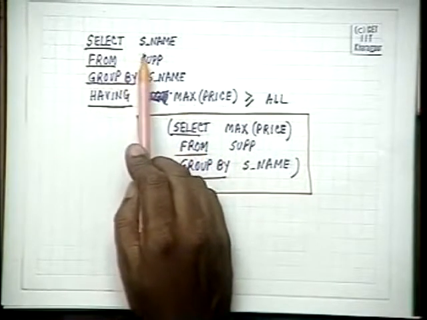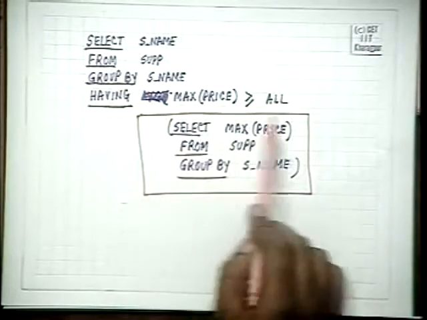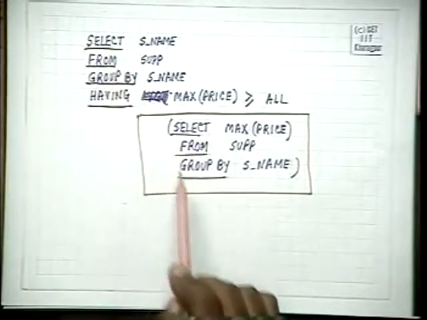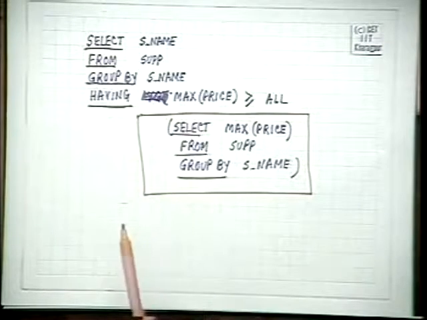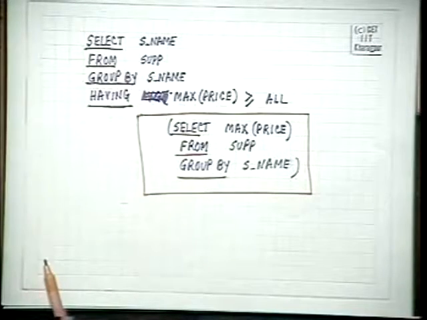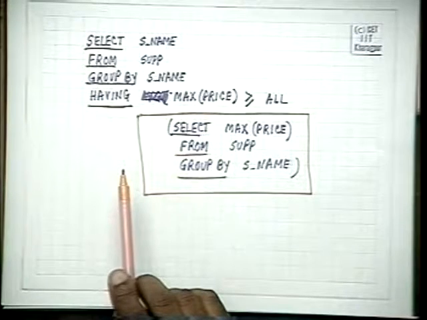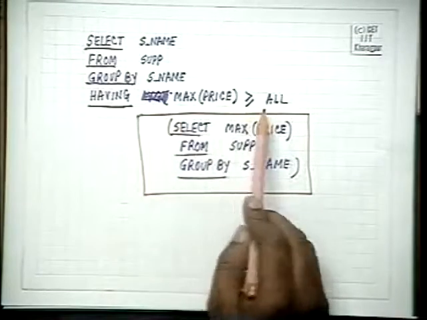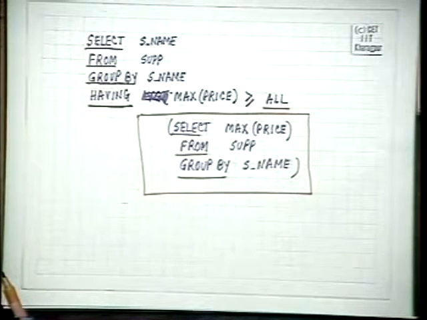And from here what we want is the supplier name having maximum price greater than or equal to all. So effectively this will give us the name of the supplier who has supplied the book of largest value. This will give us the name of the supplier who has supplied a book of highest value. So you can combine the set operations like all along with the grouping operations and solve the problem.